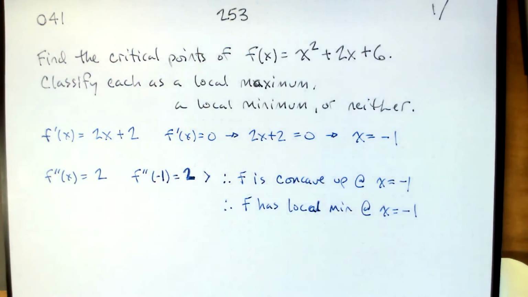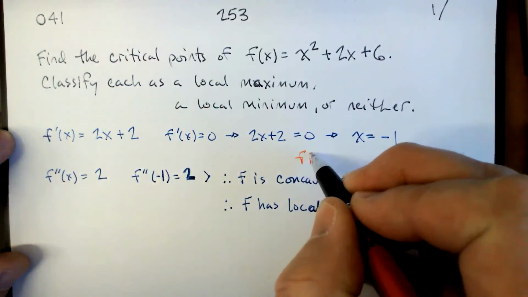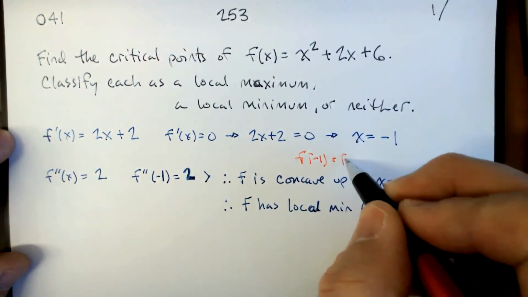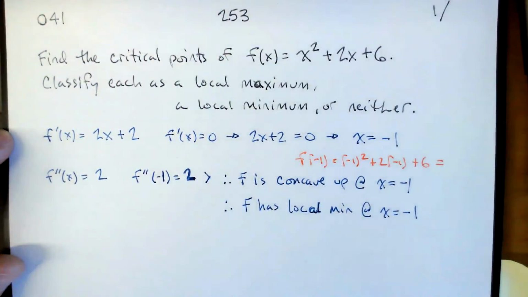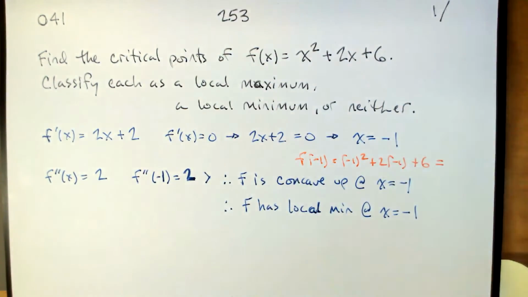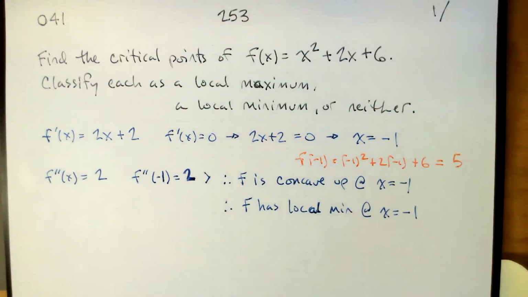Now, this is just location information. If we plug -1 into the function, we can actually see what the minimum value of the function is at -1, which might be a piece of information that we want to know about. So f of -1 is -1 squared plus 2 times -1 plus 6. So we're going to get what, is this going to be 5? 6 minus 2 plus 1, 5. Assuming my arithmetic is correct, which is not a good thing to assume.